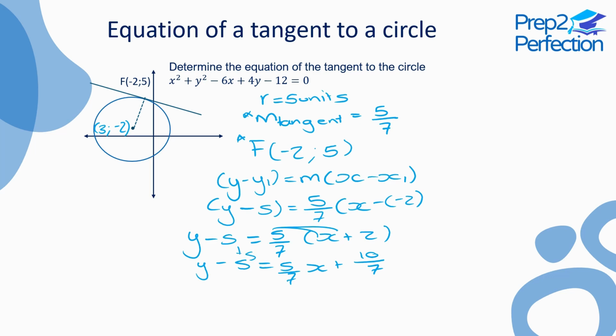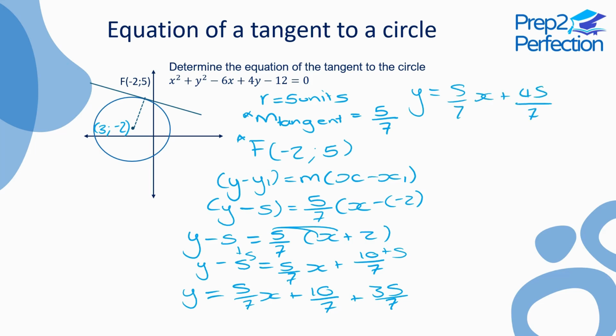We move the 5 over, so y equals 5 over 7 x plus 10 over 7 plus 5. Then from here we just simplify a little bit more to get 5 over 7 x plus 45 over 7. Therefore, this is our equation of our tangent, but we can put it into standard form to get 5x − 7y = 0.